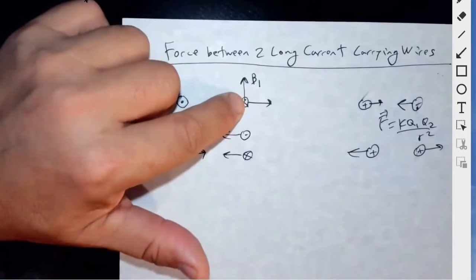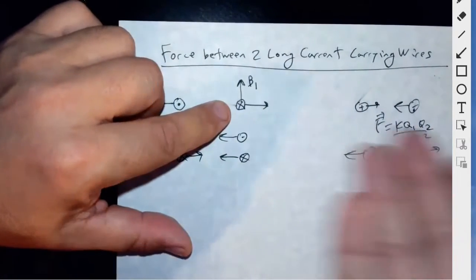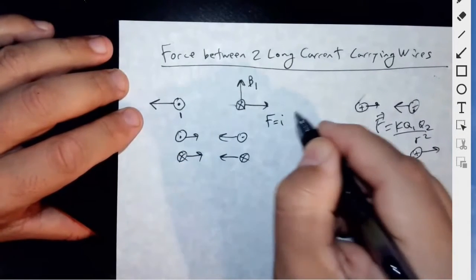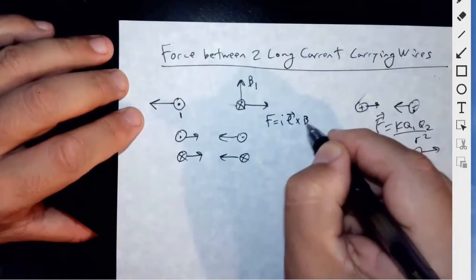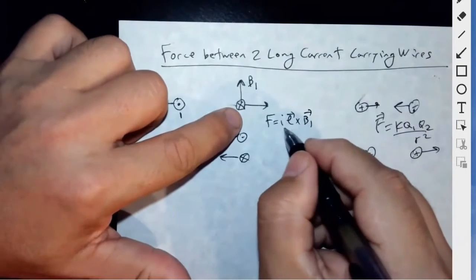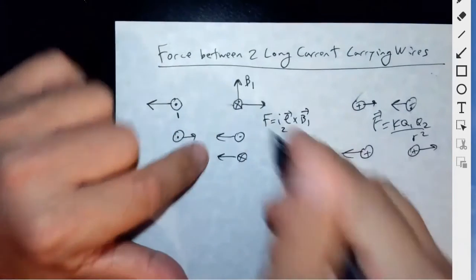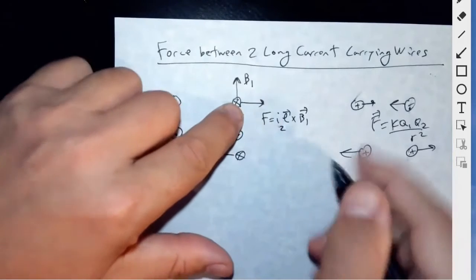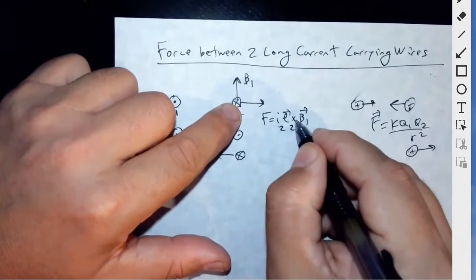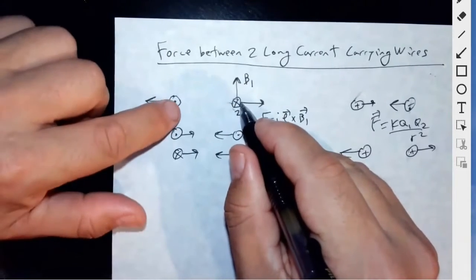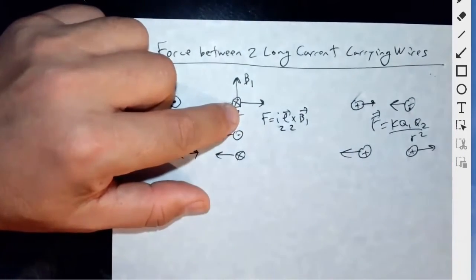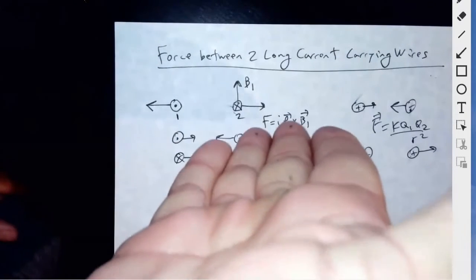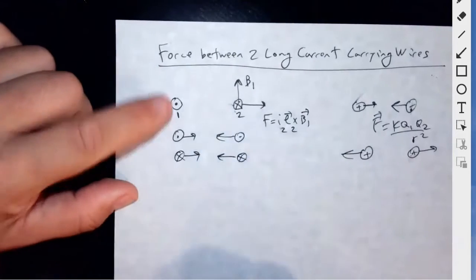Then to find the force on that wire, what do we do? IL crossed into B, right? IL crossed into B1. So you take the current of that wire, this is the second wire, times the length of that wire, times the magnetic field created by wire 1 at that location. So the current is into the board, curl it in the direction of B, and you see, repel.